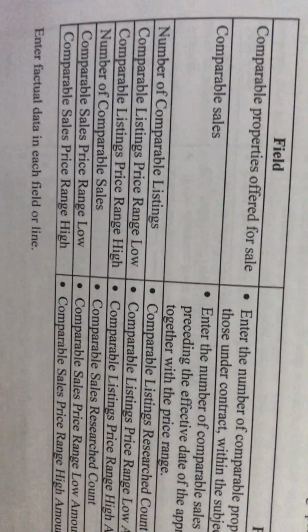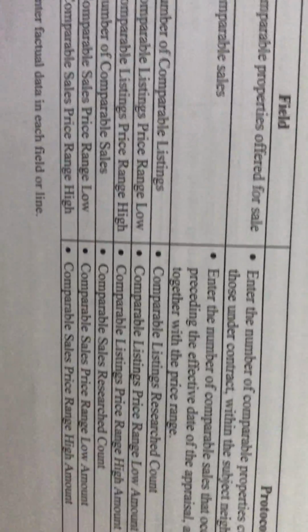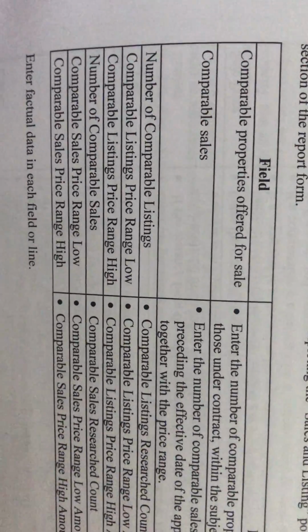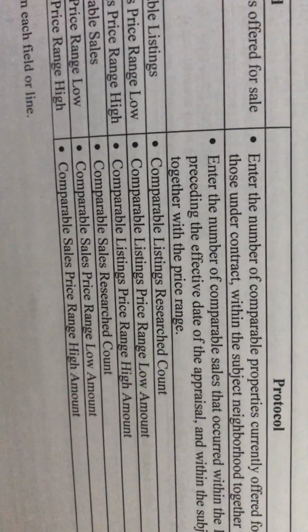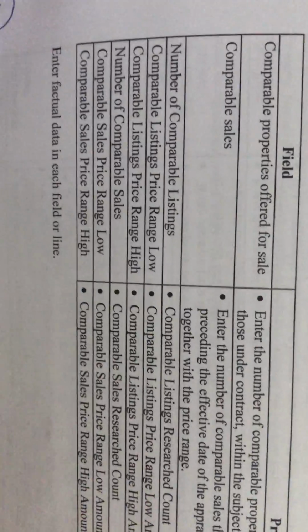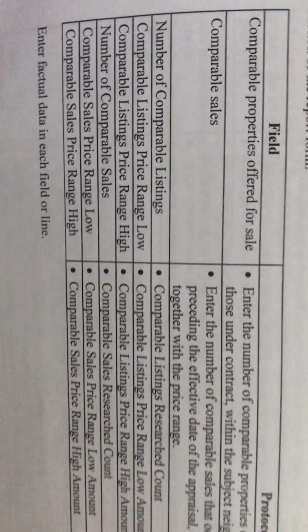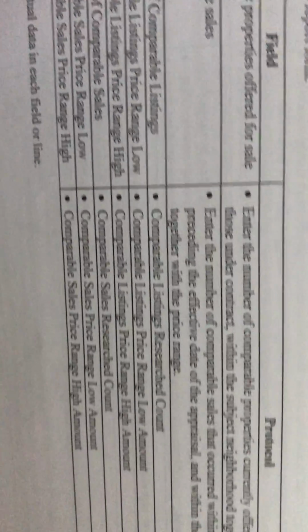Field: Number of comparable listings. Protocol: Comparable listings research count. Field: Comparable listings price range low. Protocol: Comparable listings price range low amount. Field: Comparable listings price range high. Protocol: Comparable listings price range high amount.